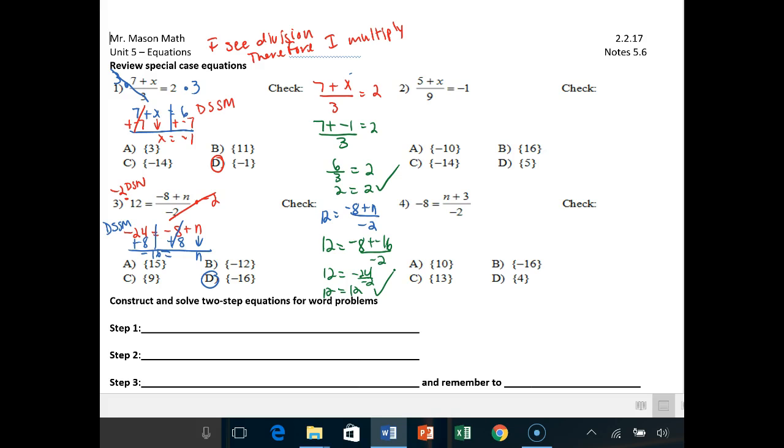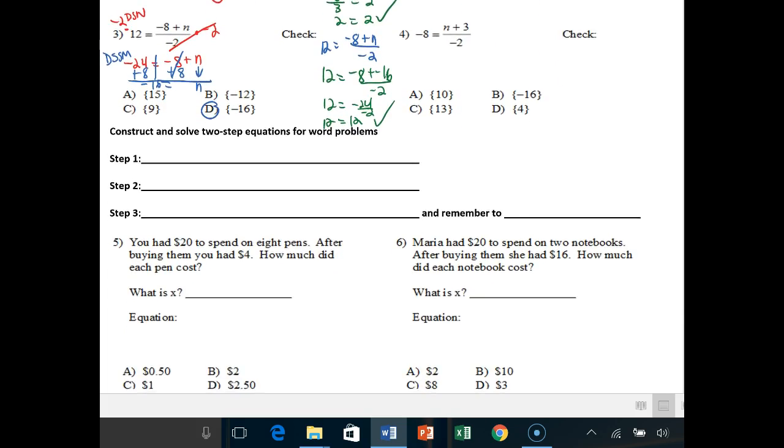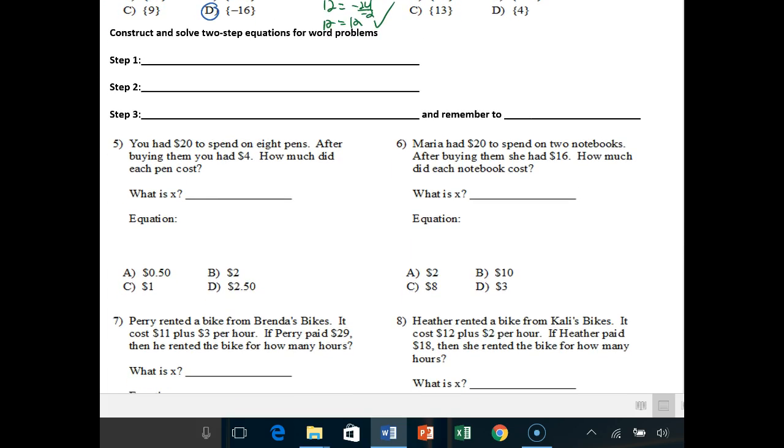I'd pause this video right now and try and do 2 and 4 on your own. The last part of part 1 is telling us what the 3 steps are in constructing and solving two-step equations for word problems.